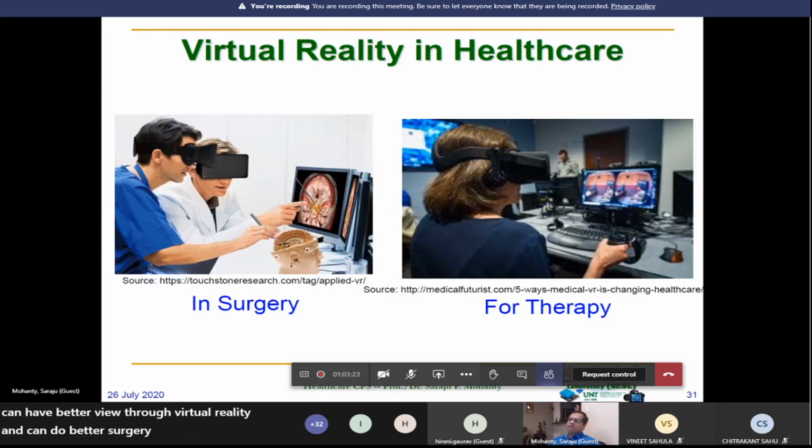Then also I'm seeing virtual reality can be used in therapy. For example, PTSD, that is post-traumatic stress disorder, that is a serious health problem a lot of people have, and virtual reality can do some therapy towards that. So that is another smart healthcare component I'm seeing for the future.